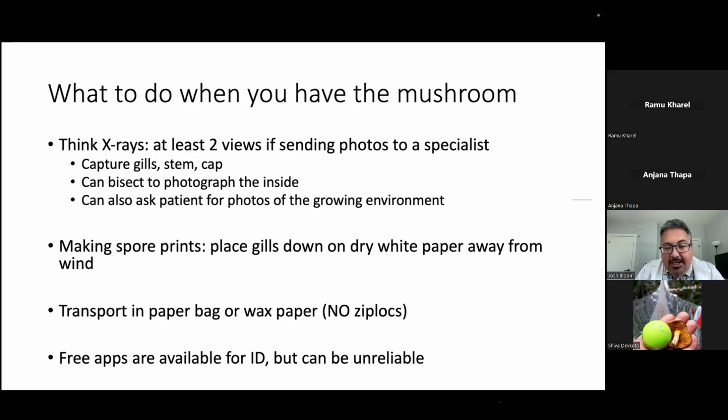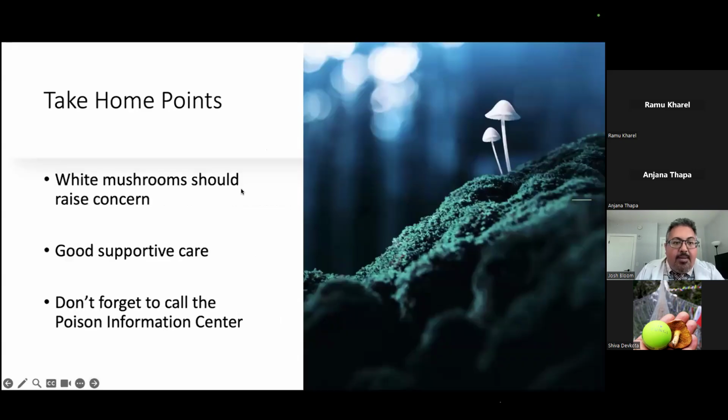There are applications, like cell phone applications or computer programs, that can be used to identify mushrooms, but they're quite unreliable. And they've been studied multiple times. Oftentimes their sensitivity is just very, very poor.